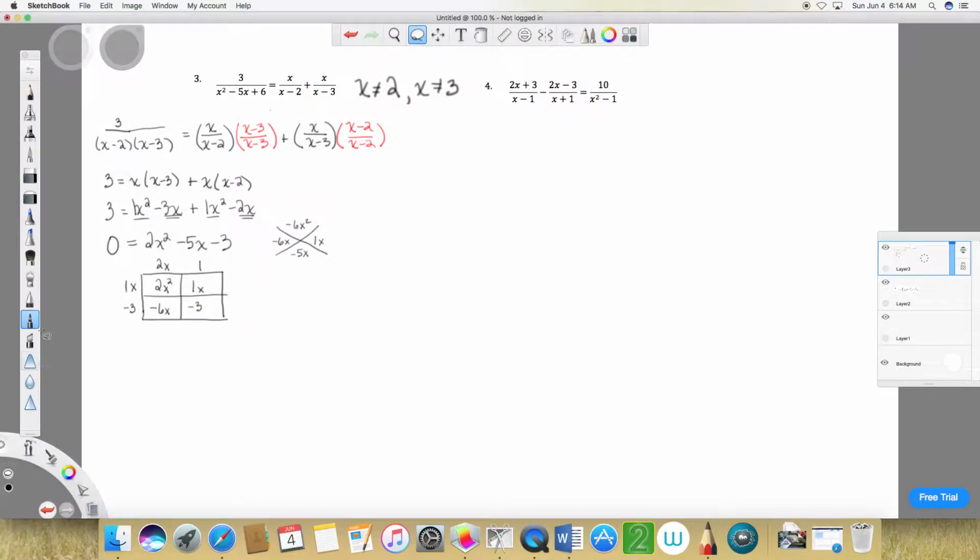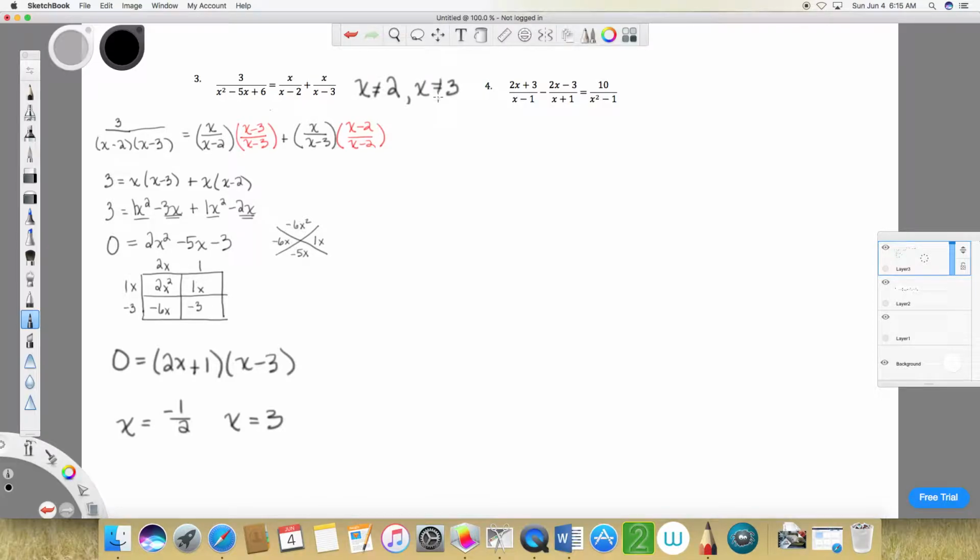All right, so what this table has done for us is allowed us to rewrite this trinomial as a product of 2x plus 1 times x minus 3. And so this is going to give us solutions of negative 1/2 and positive 3.